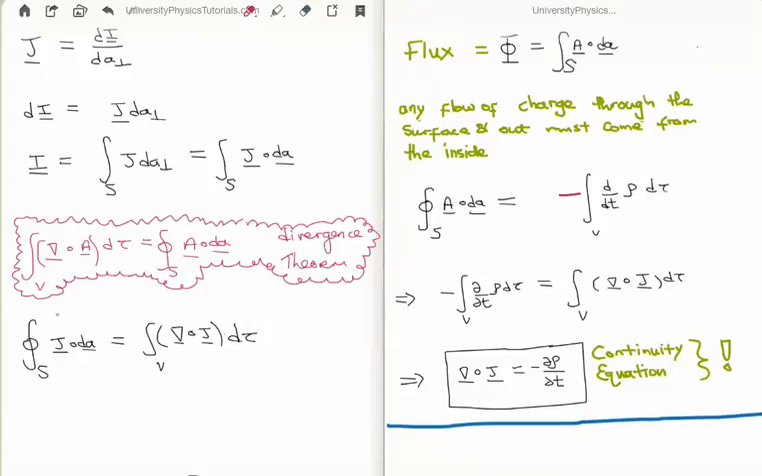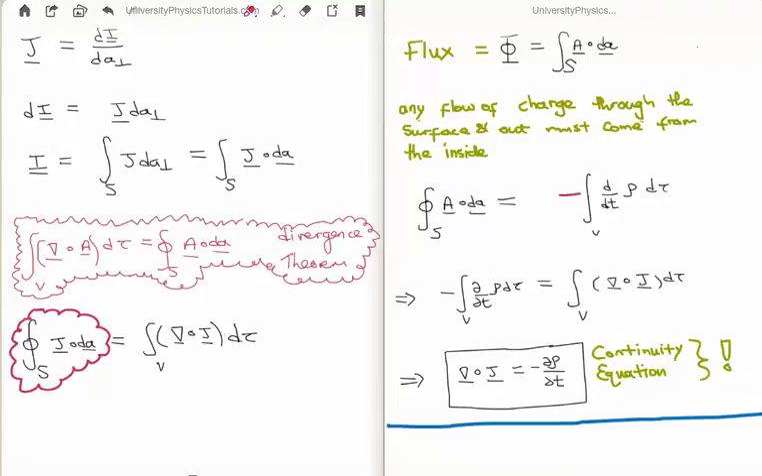Now, I hope you realize that what we're actually looking at here in terms of this surface integral is the flux. It's the flux of the volume current density. The placeholder we give for that is capital Phi. But what we're really talking about is the flow of charge. So the volume current density comes from the volume charge density.